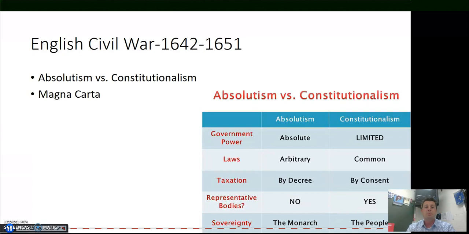Probably the biggest thing that comes out of this is that you cannot tax the people, especially tax them heavily, without their consent. In this case, we're talking about Parliament, that the monarch can't tax the people unless Parliament gives its consent. And this is the way that England's going to be from here on out, where the king will have to talk to Parliament. The people have to give their consent to Parliament in order to allow this to happen. So the sovereignty in constitutionalism, which is England, is going to rest with the people, specifically the nobles, versus the monarch.